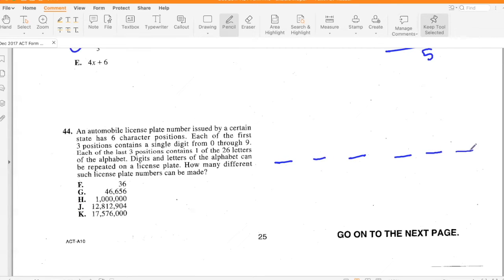Okay. So any of the 10 digits can come here. So 10, 10, and 10. And any of the 26 letters of the alphabet can come here. So 26, 26, and 26. So let's just plug this in.